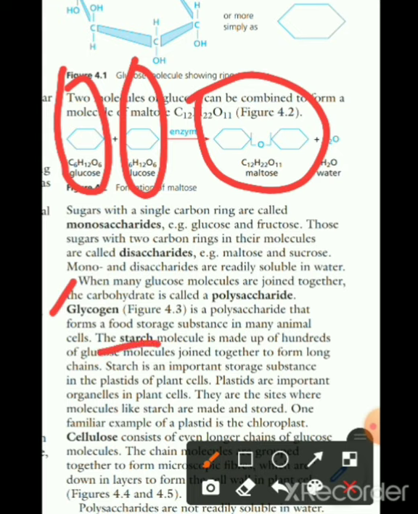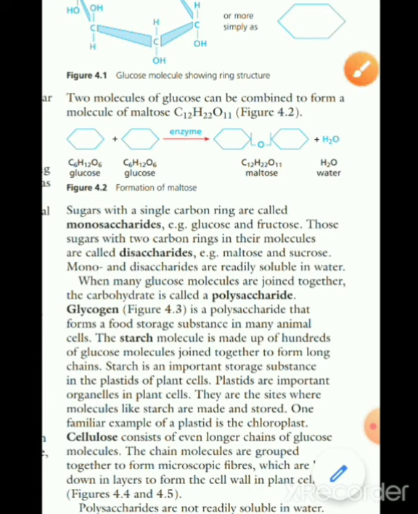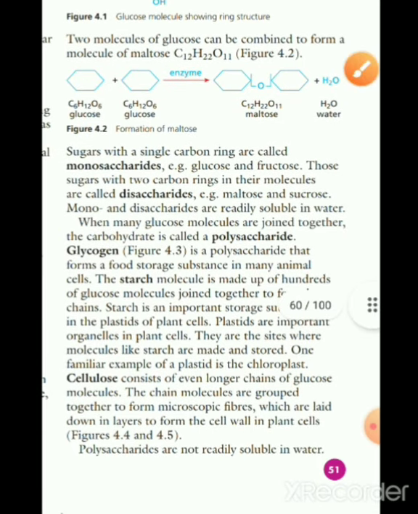But when it comes to starch, it is specific to the plant cell. Starch is an important storage substance in the plastids of the plant cell. Plastids are important organelles in the plant cell. Remember that they are not present in the animal cell. These are the sites where molecules like starch are made and stored. One familiar example of plastids is the chloroplast.